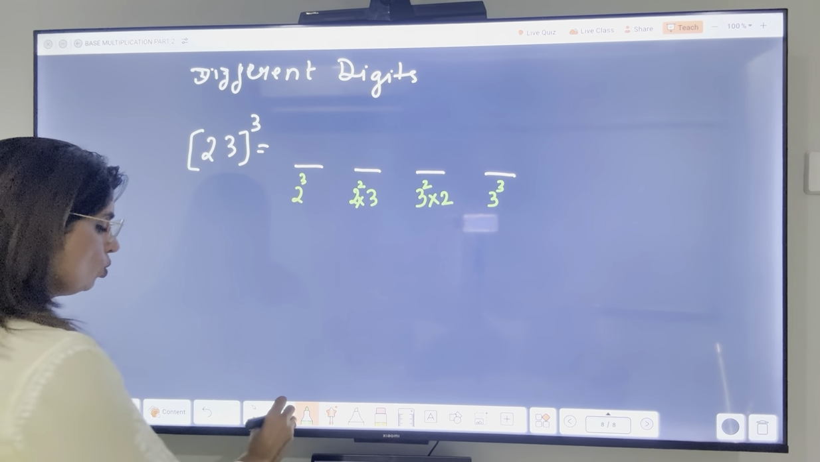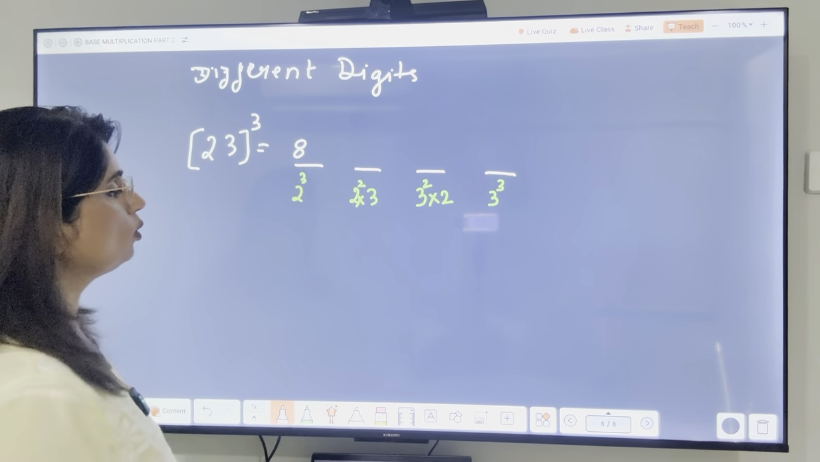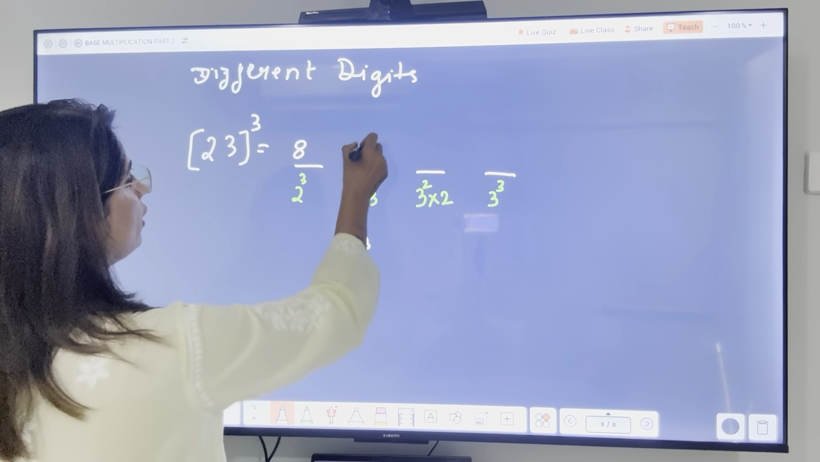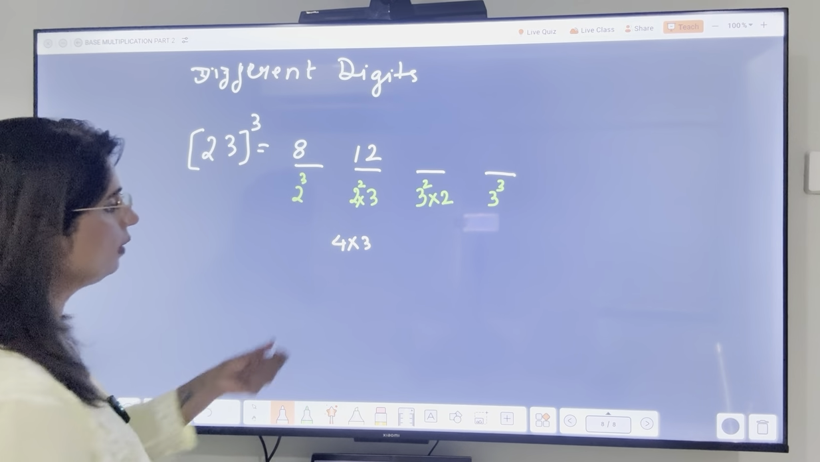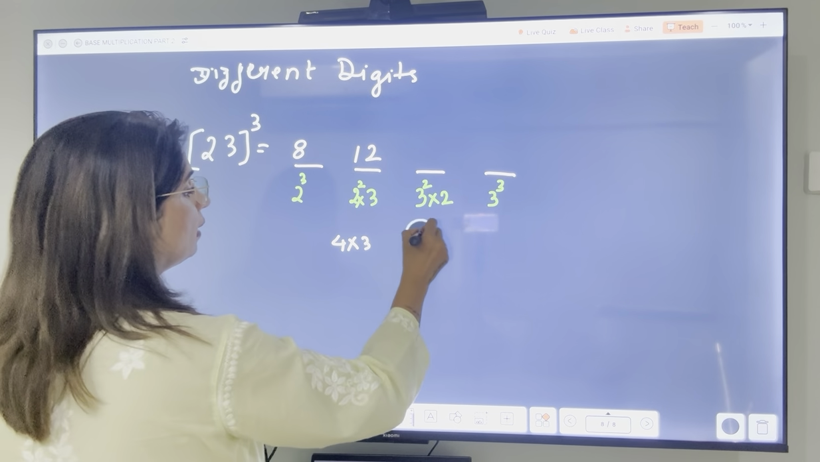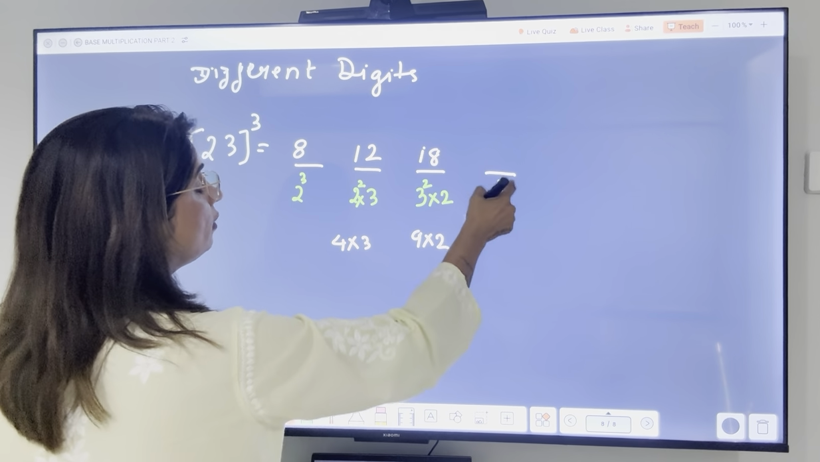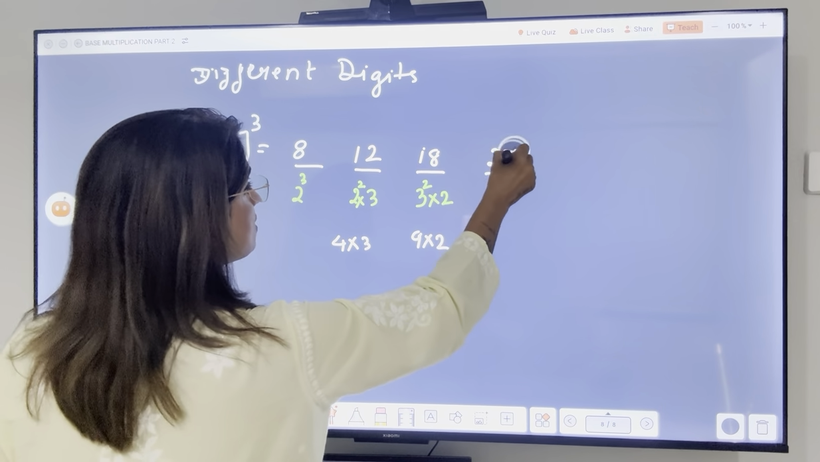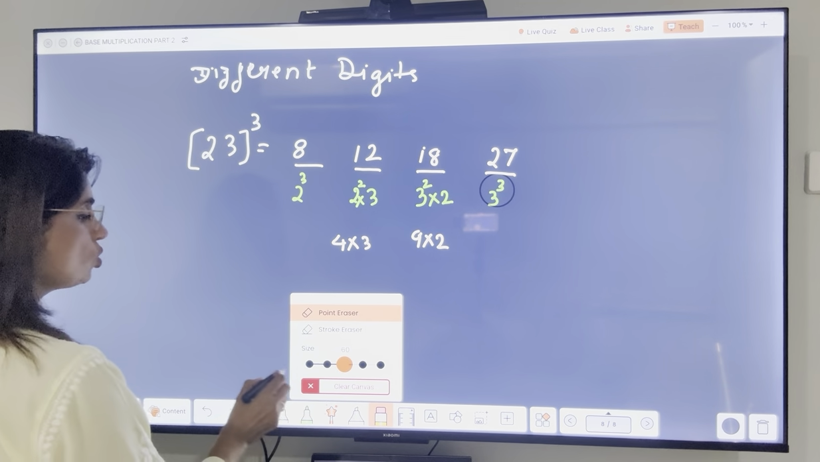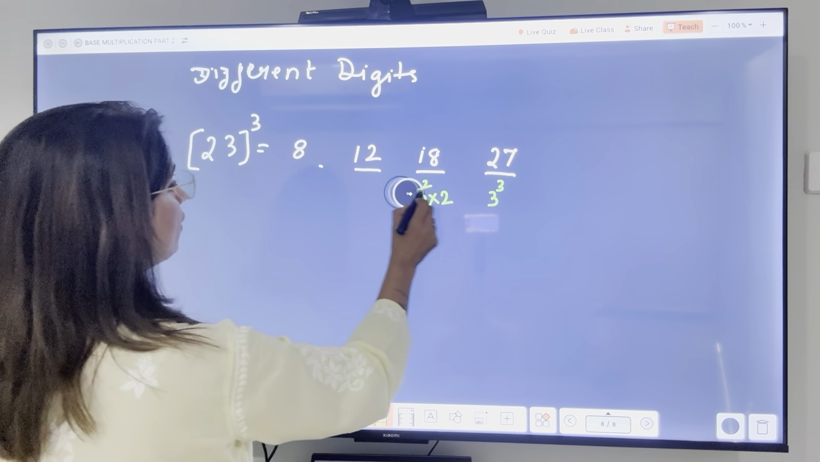2 cube. What is 2 cube? 2 cube is 8. Then 2 square. 2 square is equal to 4, and 4 into 3. What is 4 into 3? 12. You can do this mentally, correct? Then 3 square. 3 square is 9, and 9 into 2. So that will give you 18. And then 3 cube. 3 cube is 27. Have you all understood this? This all can be done mentally. I'm trying to show this to you just so that you can understand what to write. So this is not required here.